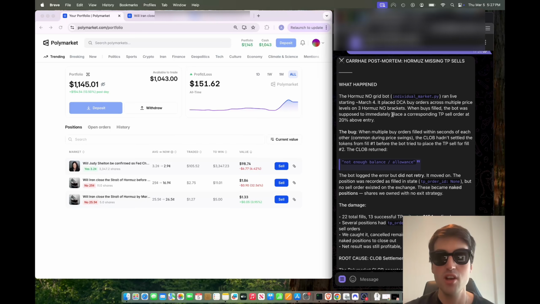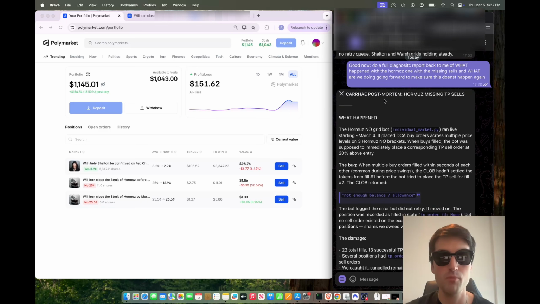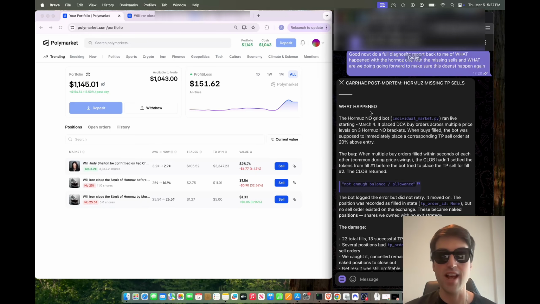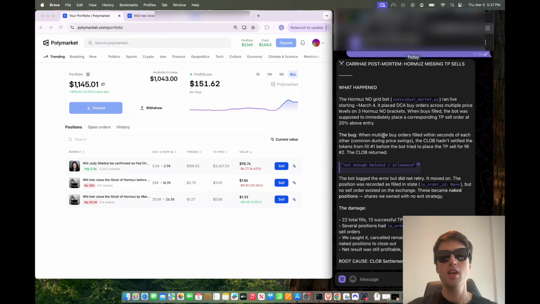Very interestingly, I asked it to do a post-mortem. If you're in the tech world, or even if you're not, post-mortems are good. They're basically conclusions after a bad event happens of what went wrong and how we're going to fix it. And it describes it right here, which is pretty cool. If you have OpenClaw, it can do a lot of research and analysis tasks like this for you, which is awesome.